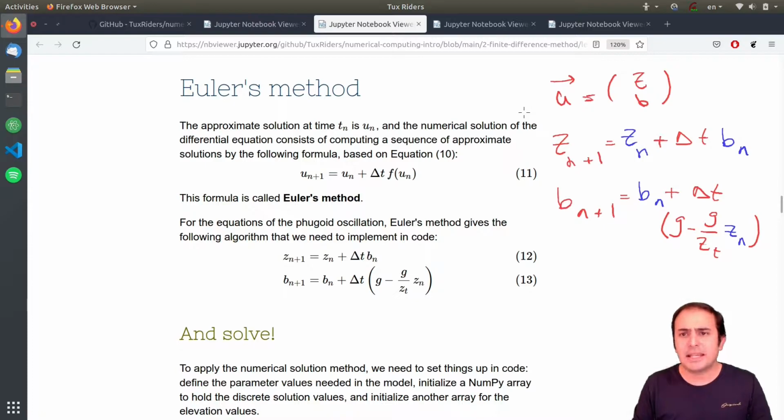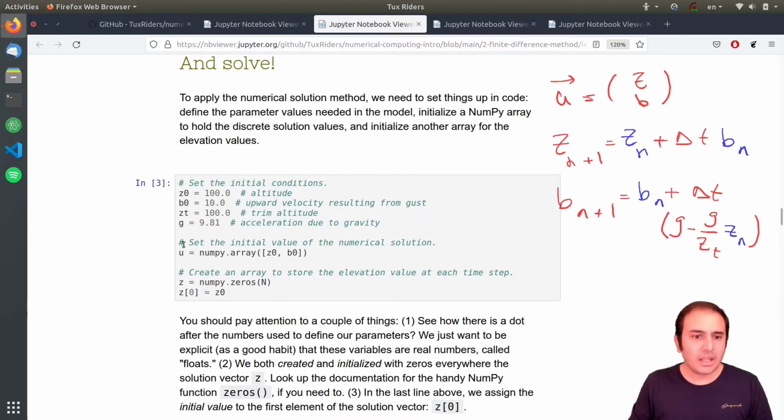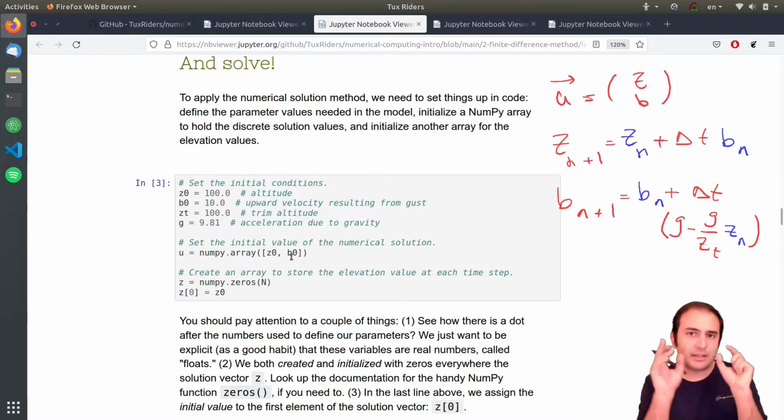I wrote it here because we need it later on, and I want to show you how it works in action. And yeah, this is the way that we initialize the simulation. So you can look at this as a simulation. So these are the initial conditions, and then we define the u as the NumPy array, which is actually z0 and b0. So it has only 2 components at each point, and then we say that z is actually the zeros of n, because we want to discretize it into n time points.